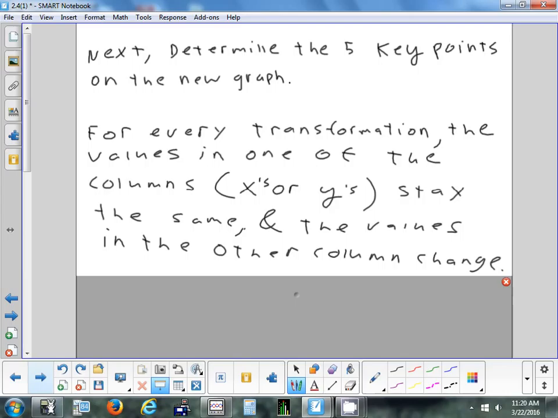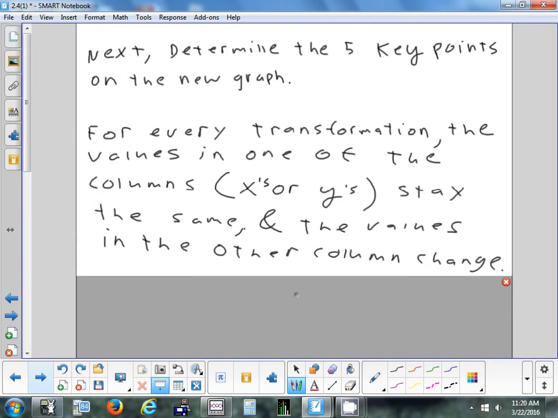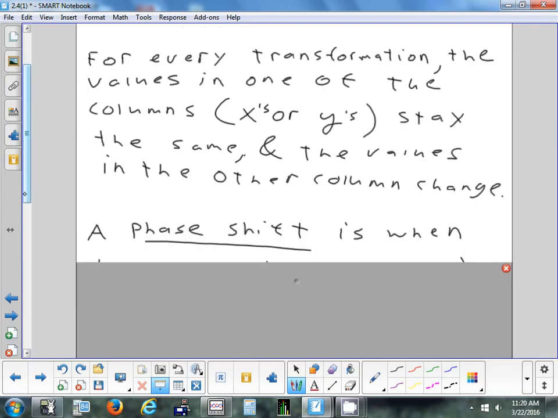Okay, but my point is that in every transformation we do, one of these columns is going to stay the same, either the x's or the y's, and the other column will change. Okay, any questions on that idea?